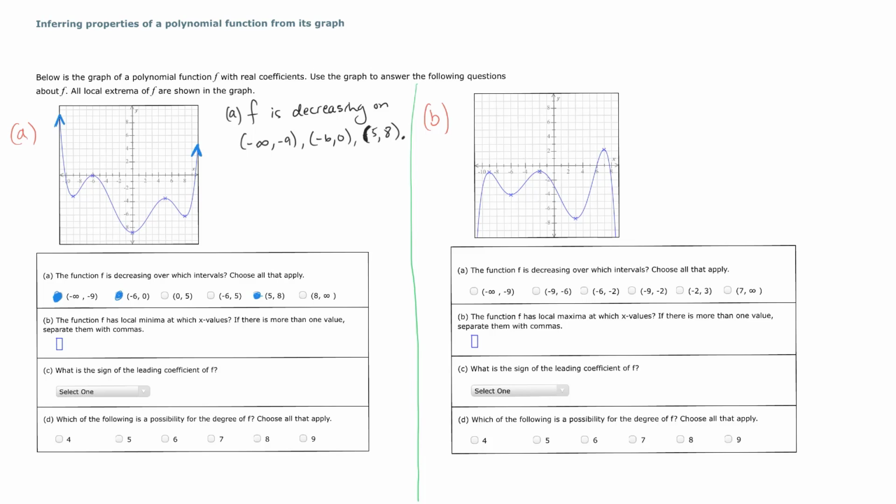Okay, the function f has local minima at which x values? Where are the local minimums at which x values? You can see them from the graph. And so we have a local minimum at x equals negative 9. We have a local max at x equals negative 6. We have a local minimum at x equals 0. We have a local maximum at x equals 5. And we have a local minimum at x equals 8. So we're really concerned about the minimum values. And once you see the minimum values, then we read the corresponding x values.